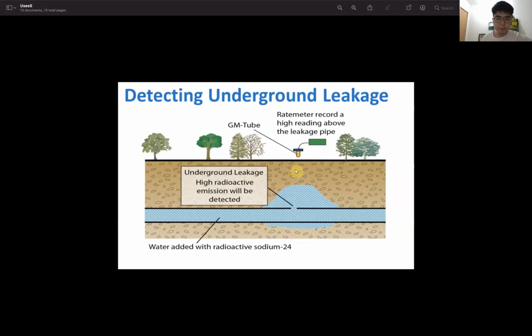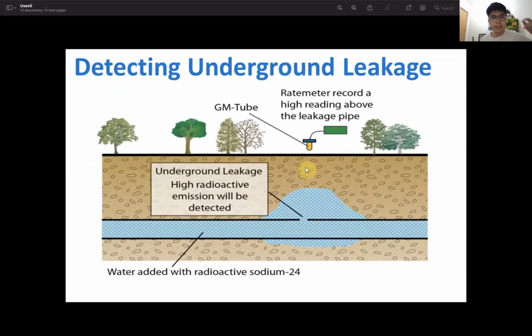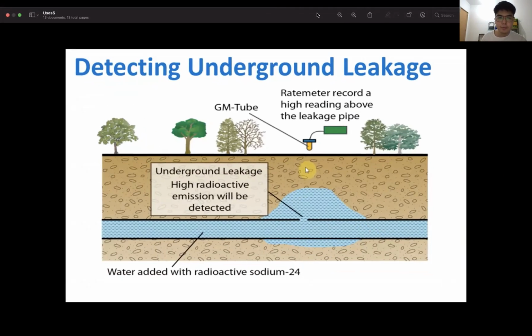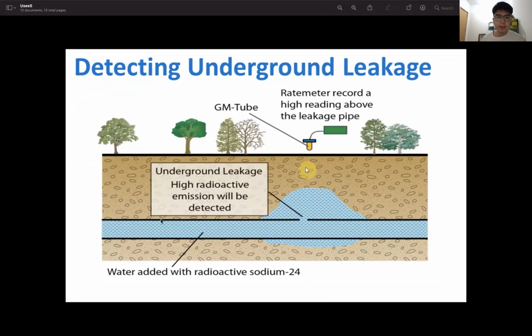Okay, the last one. Detecting underground leakage. This one is for underground pipes. Because if there's leakage in an underground pipe, you cannot see it, because the water is still below the ground. It will not rise up to the ground, so you still cannot see it.